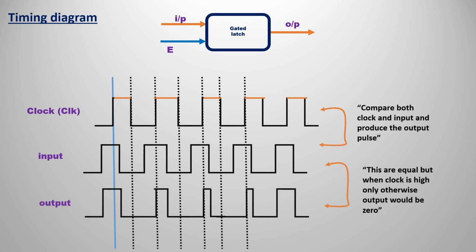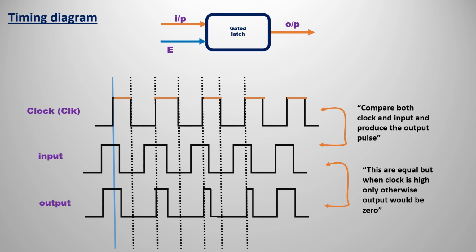So now here we have a comparison. If you compare the input and clock, when the clock is high only, it will follow the input, otherwise the corresponding output would be 0. If you observe clearly, the input and output would be almost the same thing, but with a small change. If the clock is high only, the output would be the same as the input, otherwise the output would follow the low. So for the output we have to compare the clock and input.